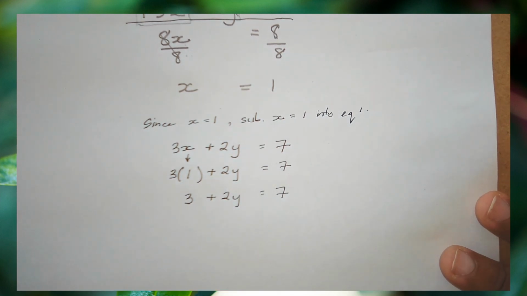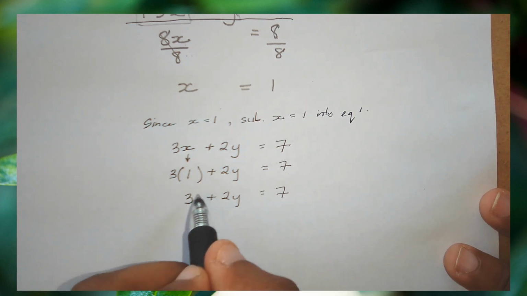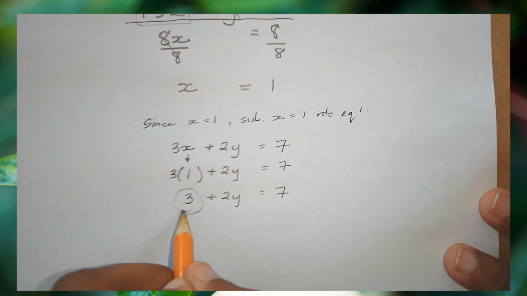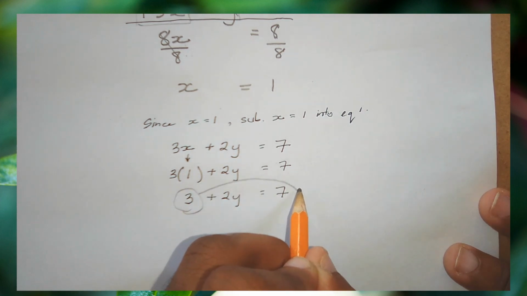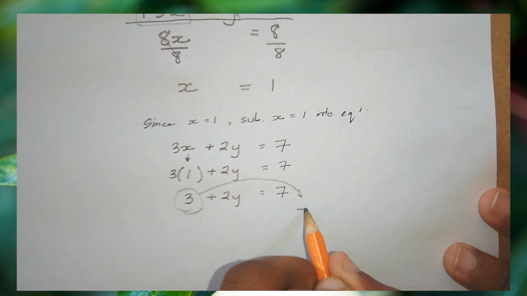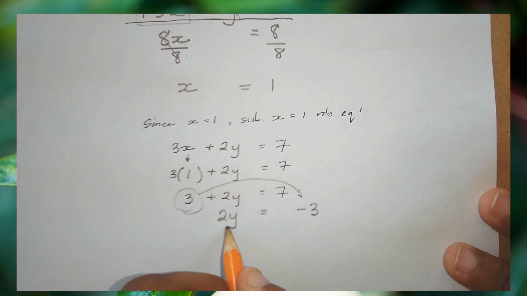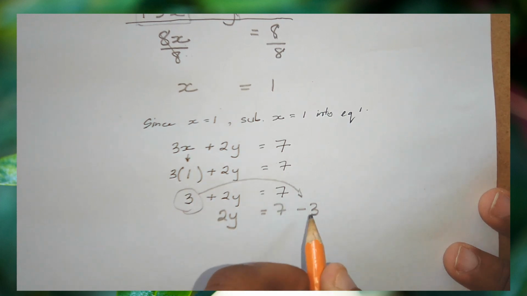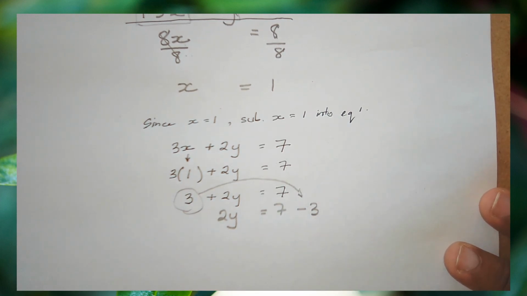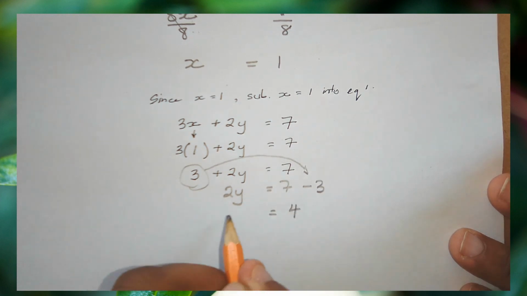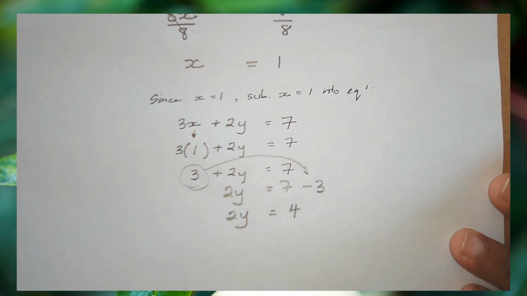Now our aim is to solve for the value of y. So I'm going to take this 3. And look, on this side, the left side, it's positive. So when I carry it across the equal sign, it's going to become its opposite, negative. So I'm going to have 2y is equal to 7 minus 3. And 7 minus 3, we work that out to be 4. So 2y is equal to 4.